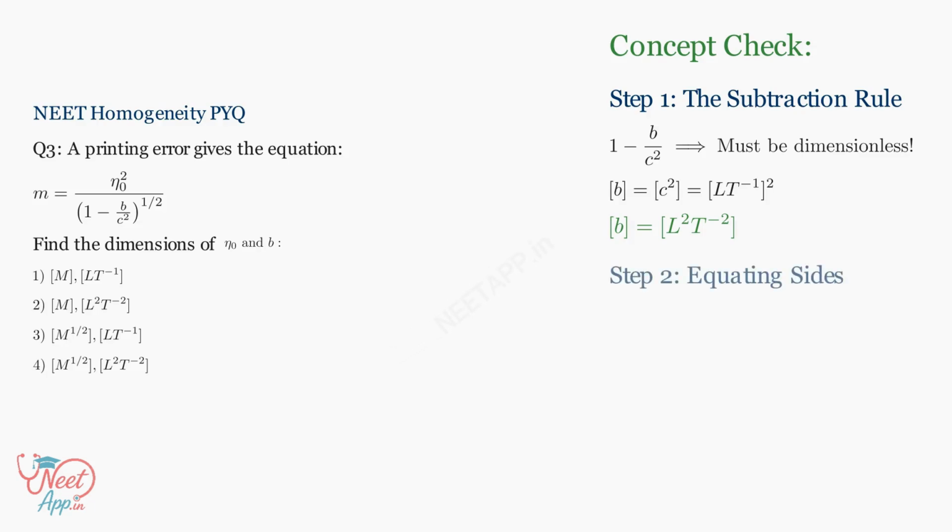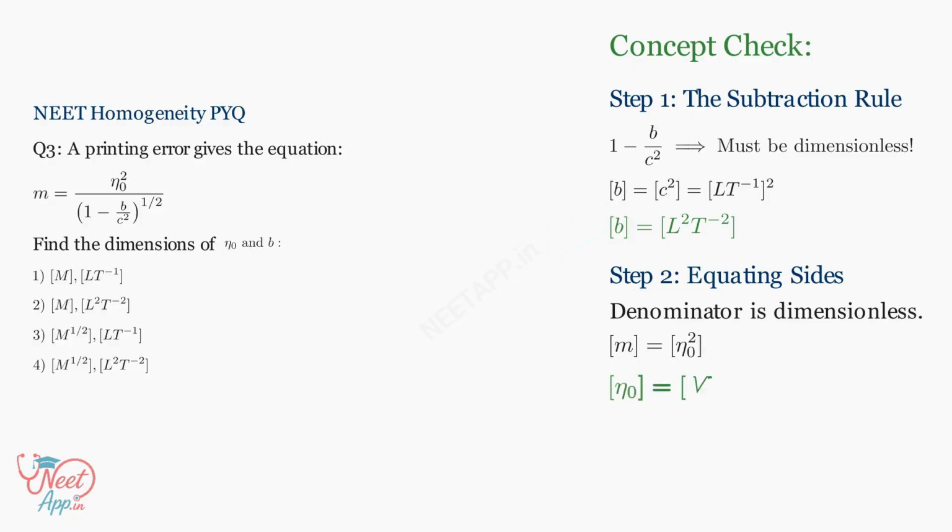Now step 2. Because the entire denominator is dimensionless, the dimensions on the left hand side must equal the numerator on the right hand side. So the dimension of mass m equals the dimension of eta 0 squared. Taking the square root of both sides gives us M^1/2 for eta 0. Match these two results with the choices and option 4 is your perfect answer.